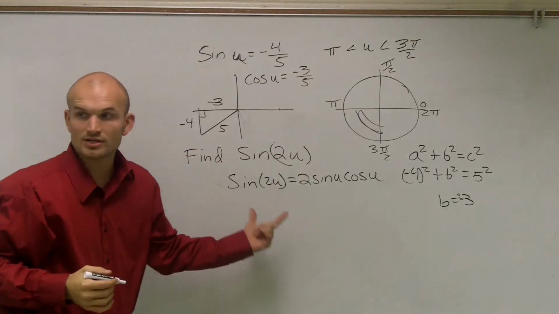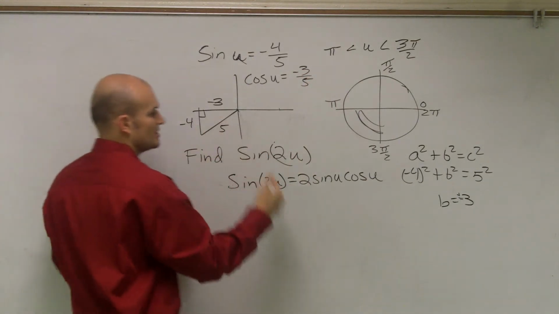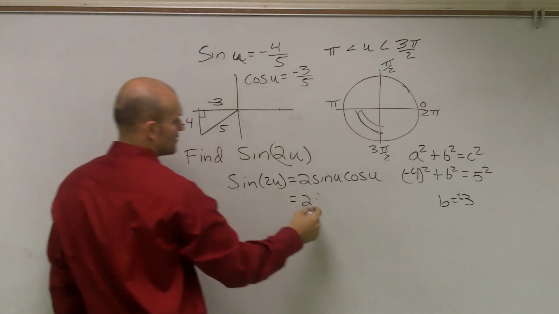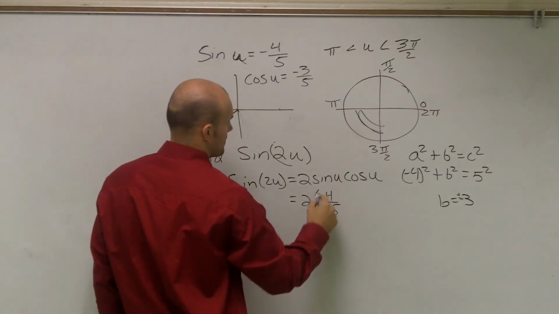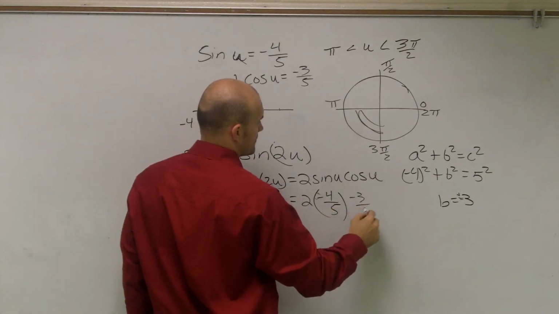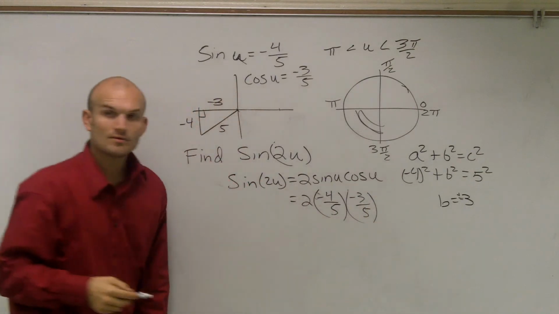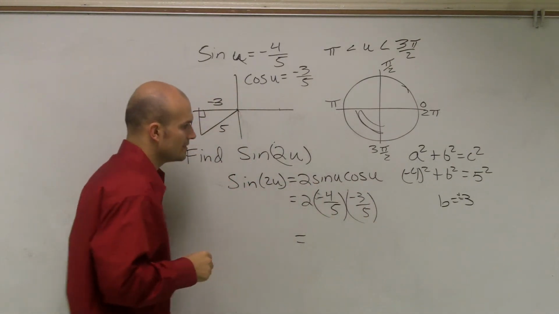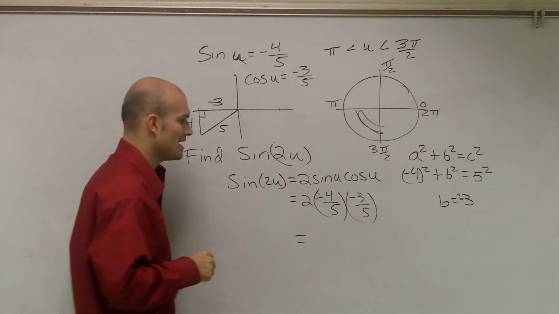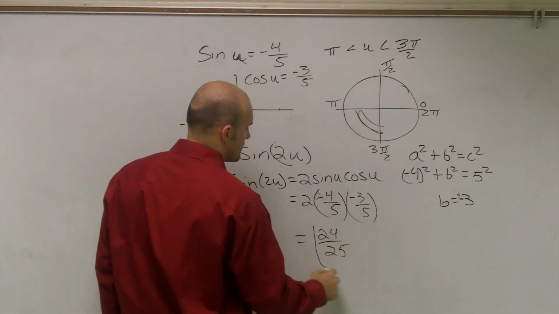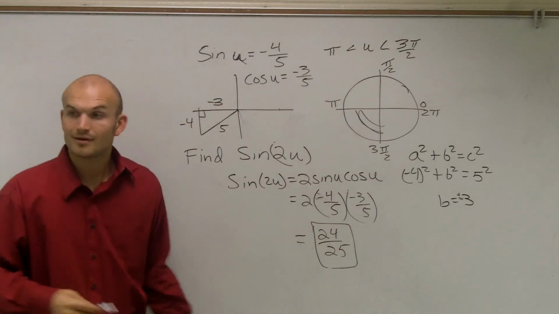So to solve for our double angle, all I simply need to do is plug in the values. 2 times sine of u, which is -4 over 5, times cosine of u, which is -3 over 5. Now I simply multiply across. -4 times -3 is a positive 12, times 2 is 24 over 25. And there you go.